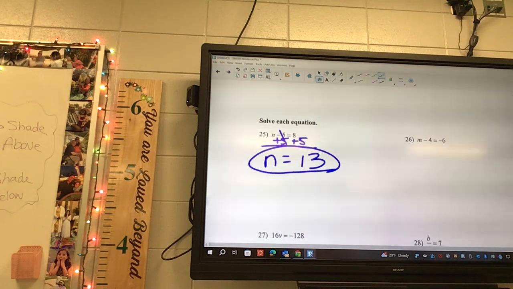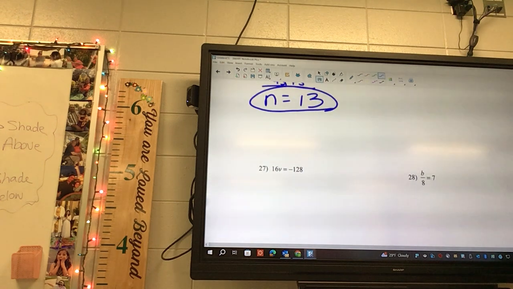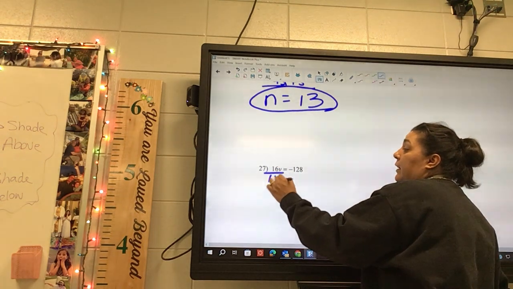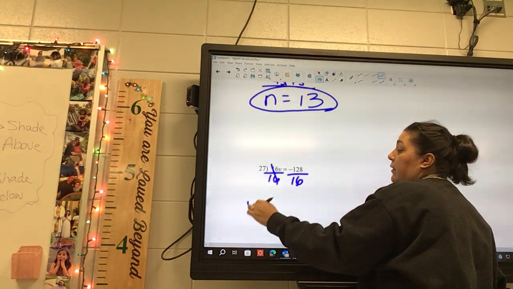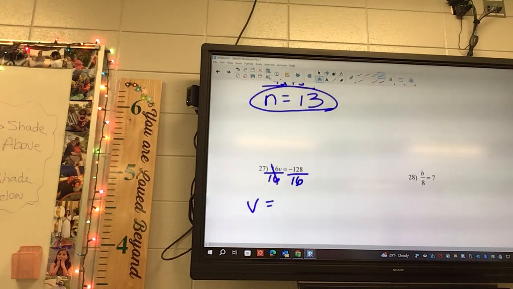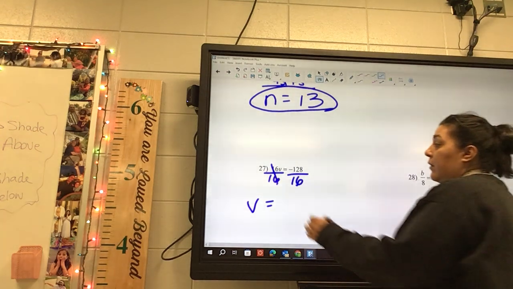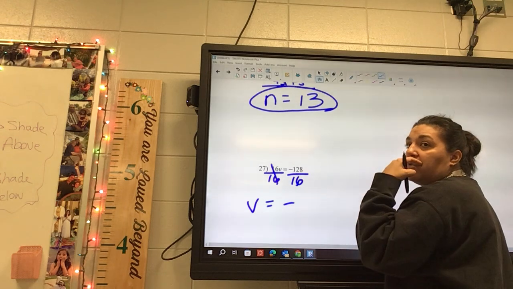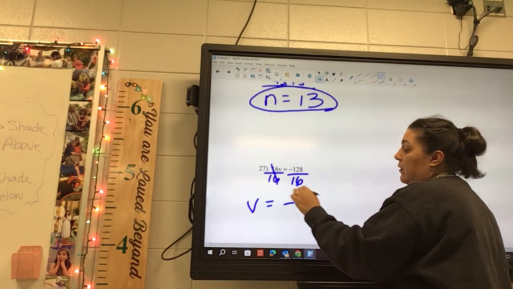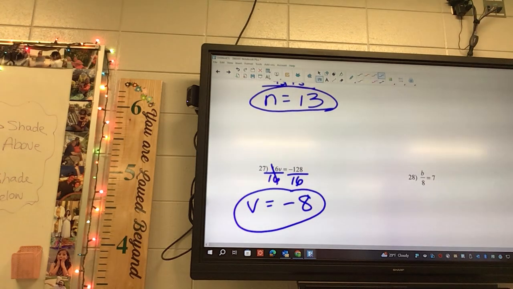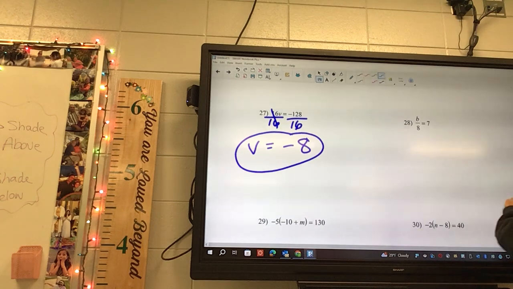Last one, 27. What needs done? We've got to move this 16, so we're going to divide by 16. Negative 128 divided by 16? There's no way. Well, maybe I don't know. Negative 128 divided by 16. Negative 8? You might have done 16 over 128, like backwards. That's what I would bet on. Okay, maybe draw yourself a little squiggly or something.